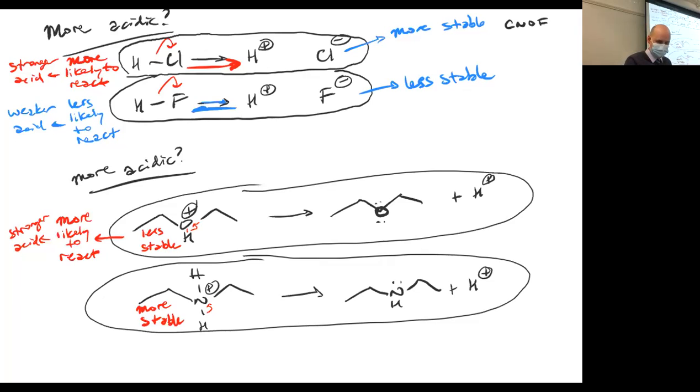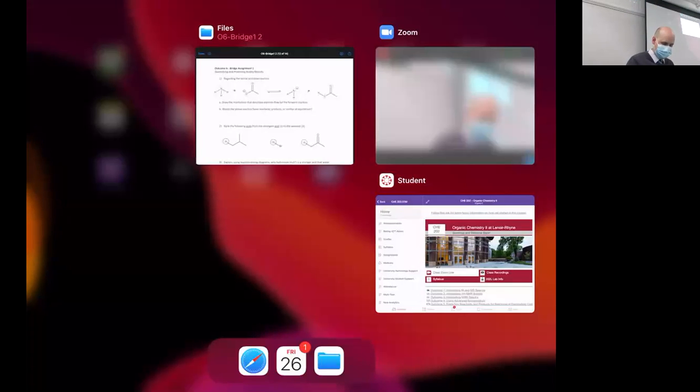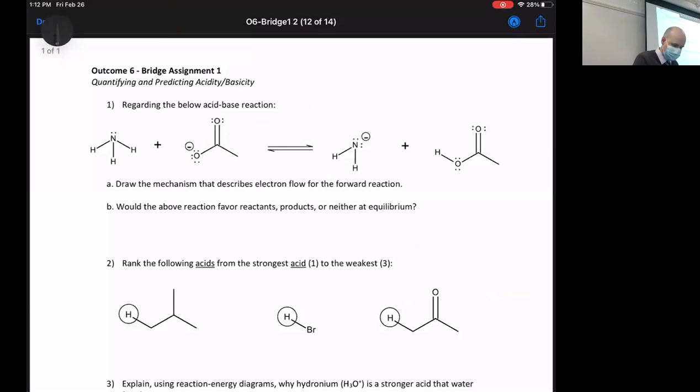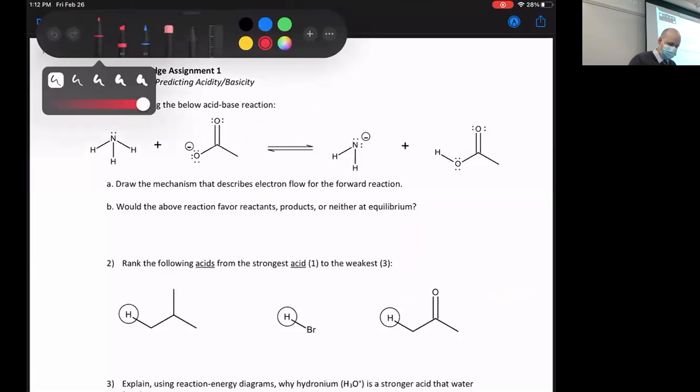All right, so we're going to switch over to the bridge assignment, and we will go through those problems, at least the ones that we didn't just do. So here is the bridge assignment for today. All right, so looking at this very first question, you were asked to draw the mechanism that describes the flow of electrons. Most folks did this right.